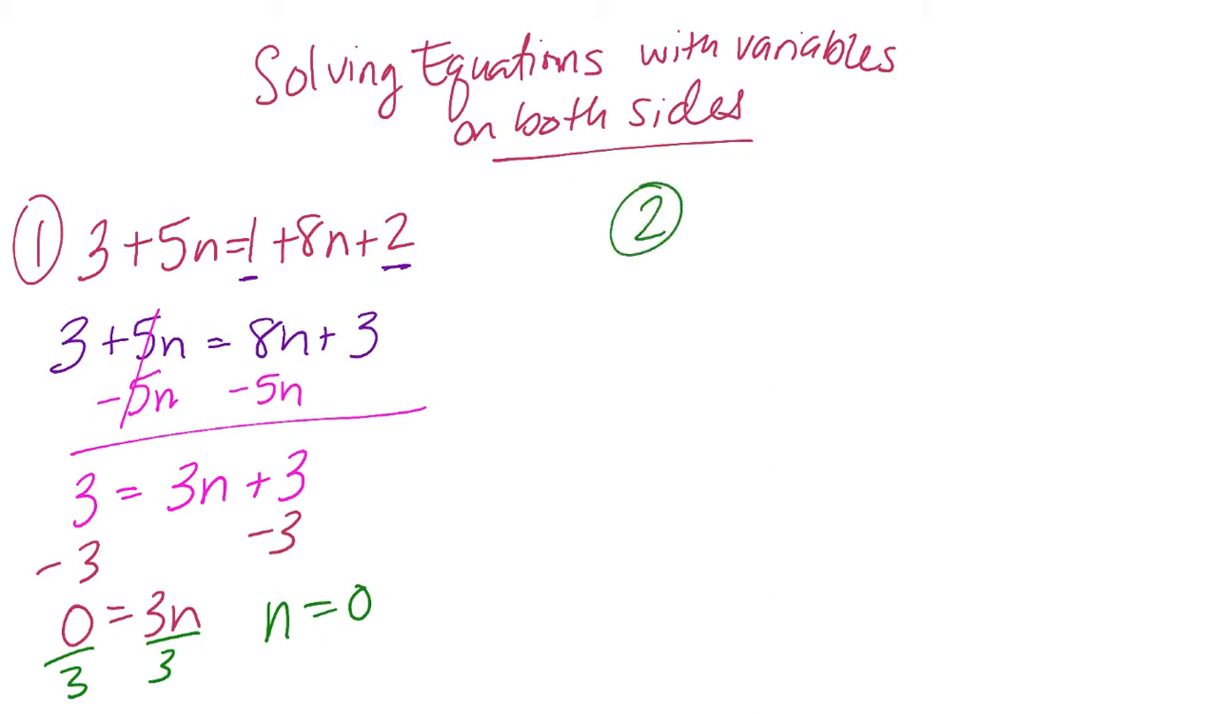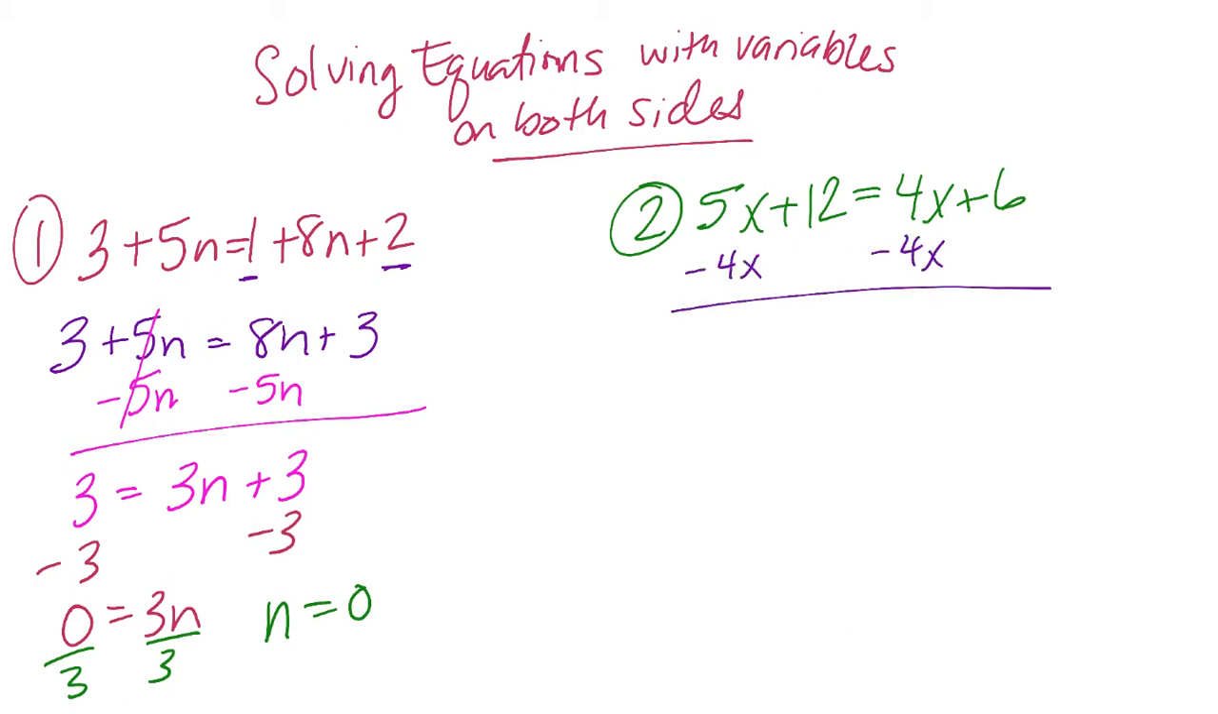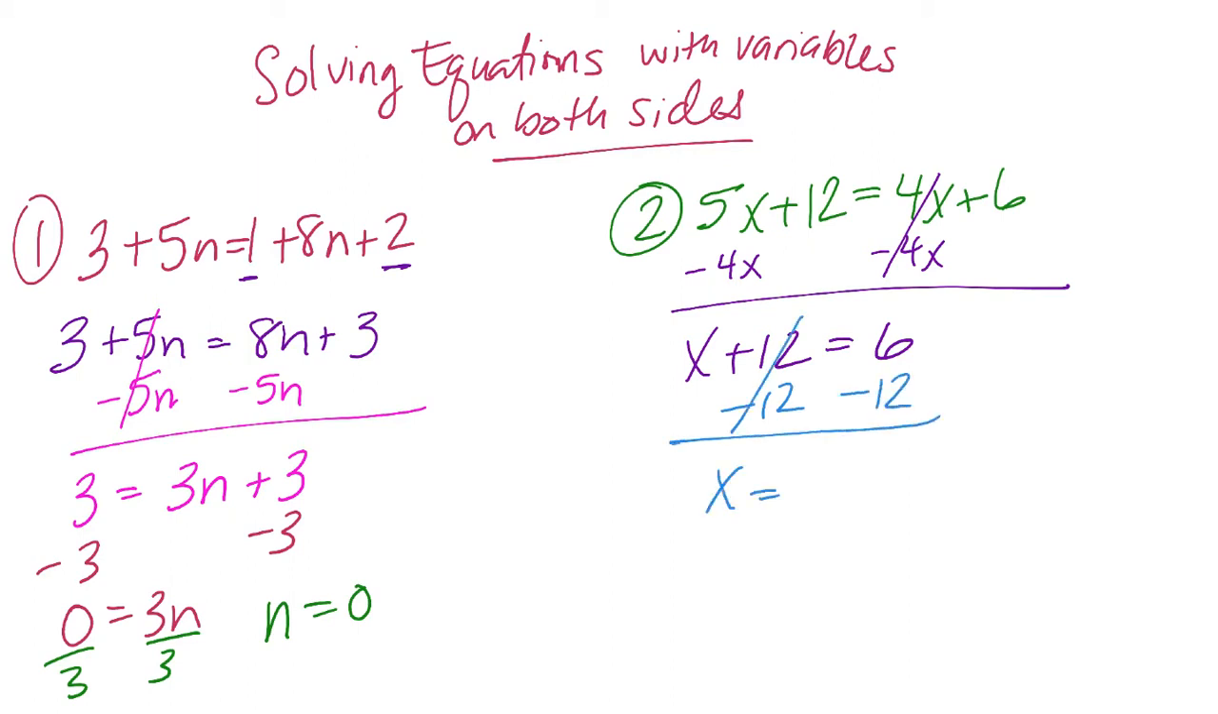Next example. 5x + 12 = 4x + 6. We're going to move the 4x first because it's smaller. Then we want to move the 12 because it's in the way of the x being by itself. So x equals negative 6. You can get negative and positive answers and 0 answers. Don't hesitate to get any of those types of numbers. All right, the ones we're going to move on to are going to be a little bit more difficult.